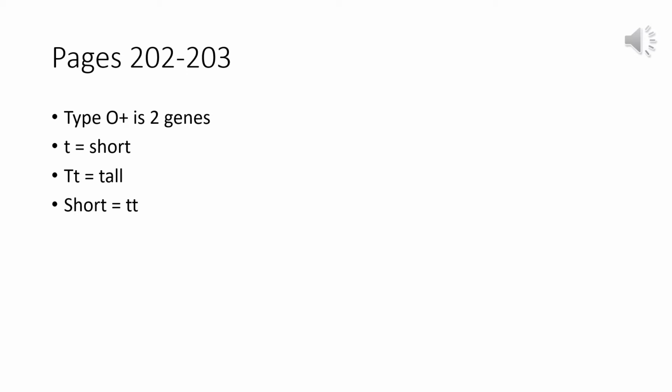On page 203, letter H, what is the phenotype of the heterozygous big T little t pea plant? That would be tall. I think I answered that one already, but just in case you missed it, big T little t is heterozygous and would be tall. What's the genotype of a short pea plant? Well, you would use little t's in order to get the short recessive phenotype. In order to show the phenotype, you'd have to have the little t genotype.